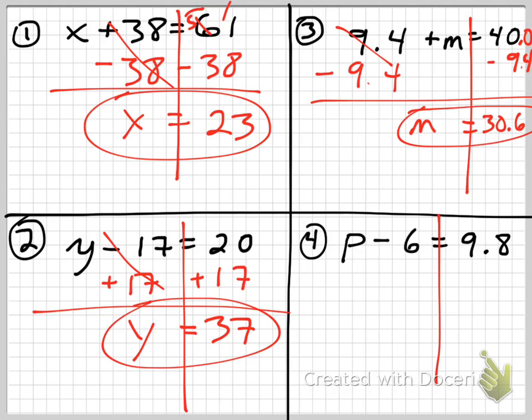Last one. Line down the equal sign. Is the variable happy? No. See, minus 6 is there. How do I get rid of minus 6? Add 6. No, plus 6. Right? You don't have to put the point 0 if you don't want. P equals 15.8.